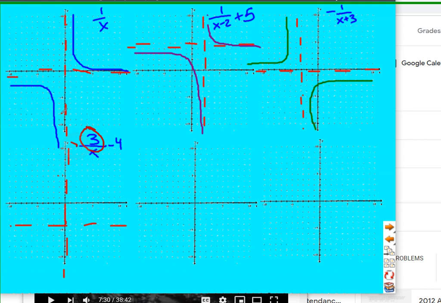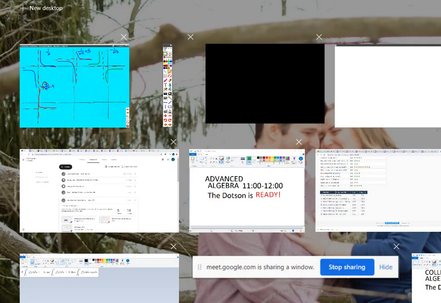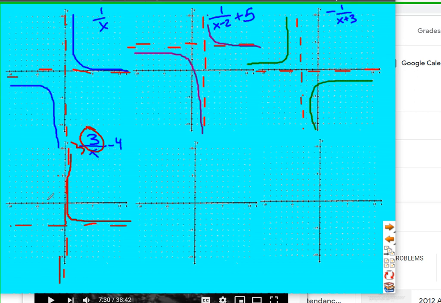This one has a 3 out in front. It means that really we should be growing a lot quicker. So what that means is you should get as close as you can to your asymptotes. This is a more gradual slope. These are really, really steep. That's about all the difference that you can make.